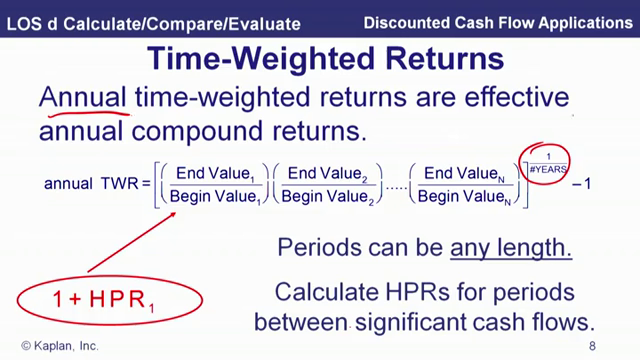So the periods can be any length. We calculate it for this full period, and then if that full period is a year, we don't have to do anything. If that full period is less than or greater than a year, then we have to adjust that to get an annual time-weighted return. And again, these periods are periods between significant cash flows, either into the account or out of the account.